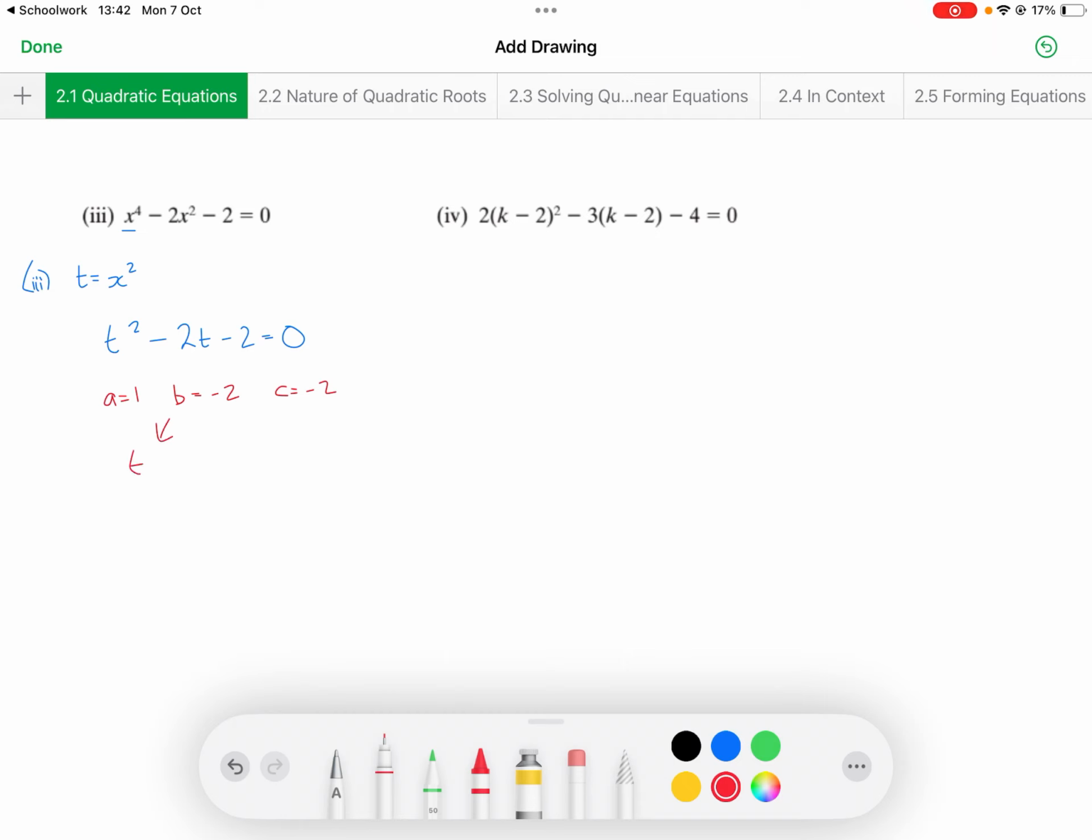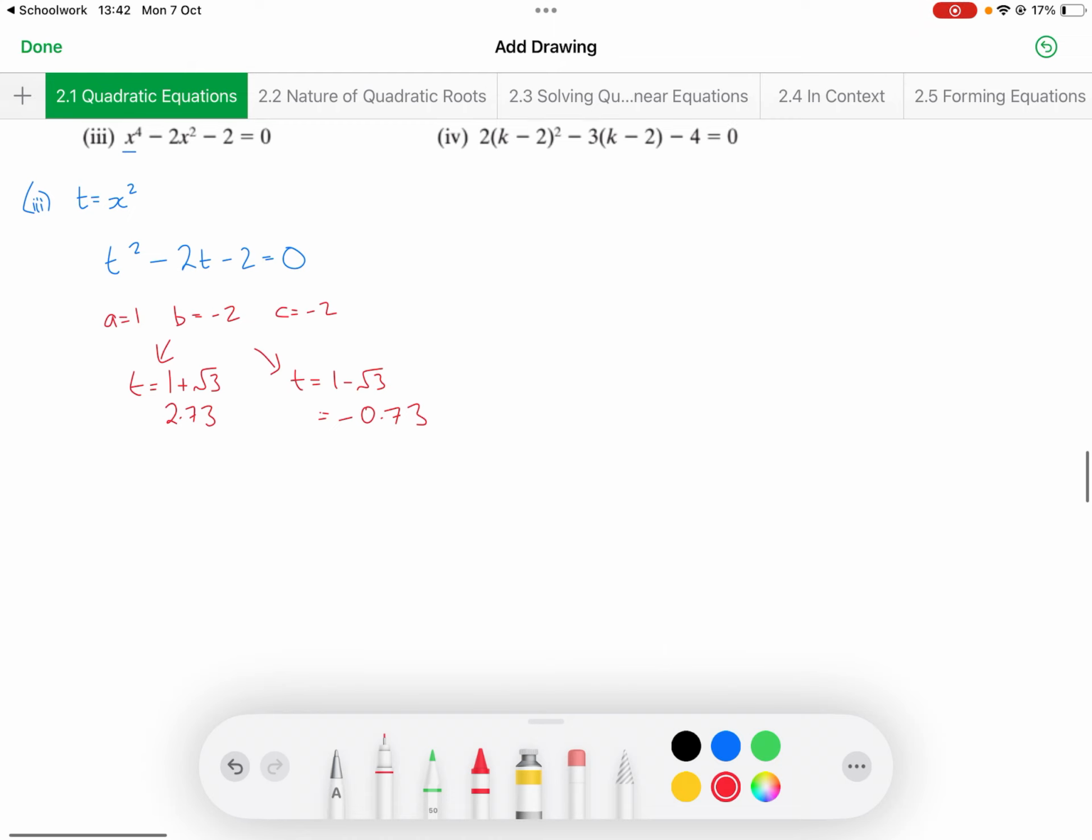I get that t equals 1 plus root 3, or if you change it to a decimal, it's 2.73. And t equals, you always get two answers, 1 minus root 3, or that is minus 0.73. But that's t. I was asked to find x. So I know that t is equal to x squared. So if t is 2.73, take the square root of both sides, and the square root of 2.73 is 1.65.